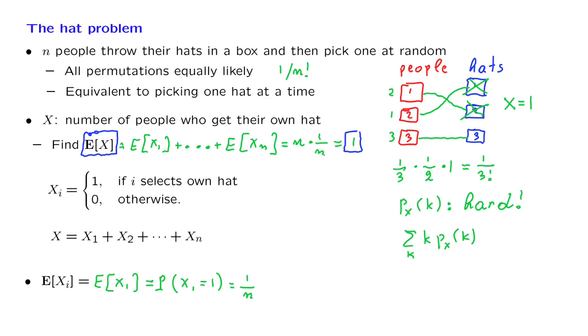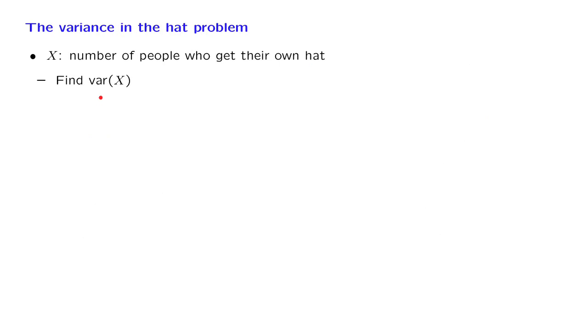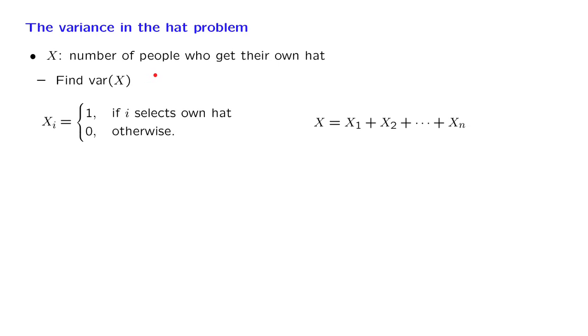Let us now move and try to calculate a more difficult quantity, namely the variance of x. How shall we proceed? Things would be easiest if the random variables xi were independent, because in that case the variance of x would be the sum of the variances of the xi's. But are the xi's independent? Let us consider a special case.